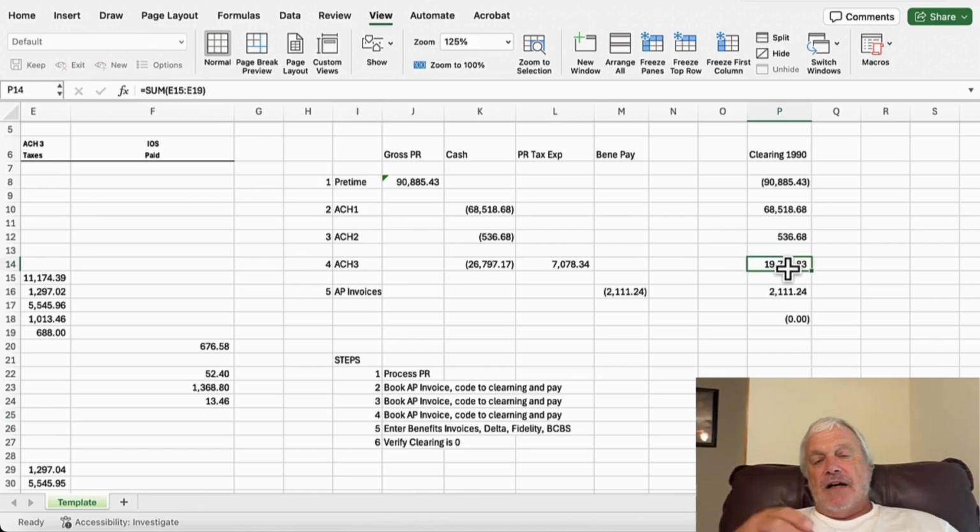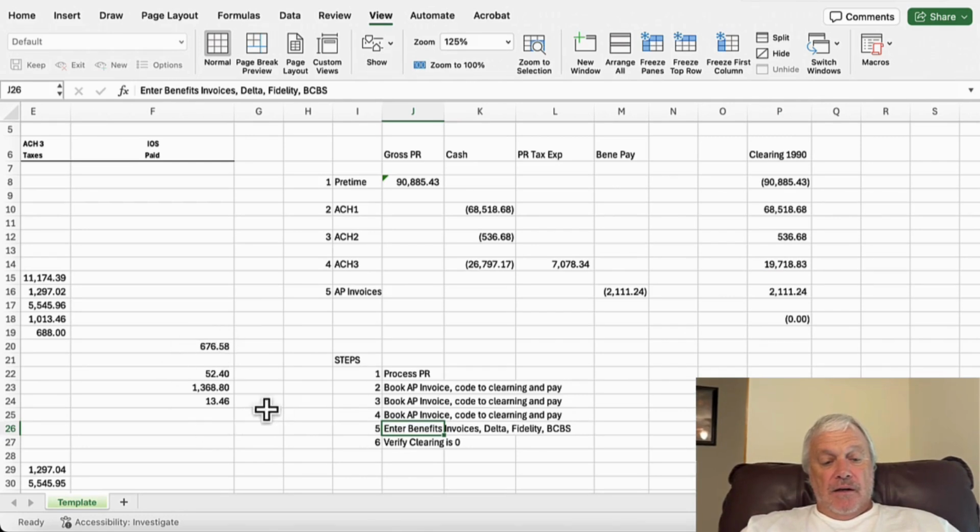And so we've got this down to a rhythm now every week. And then enter the benefits invoices to whomever the administrators are here. Delta, Fidelity, Blue Cross Blue Shield, whoever, but just go ahead and book these invoices to capture those liabilities in the system. And again, that nets against clearing. And then last but not least, verify clearing is zero.